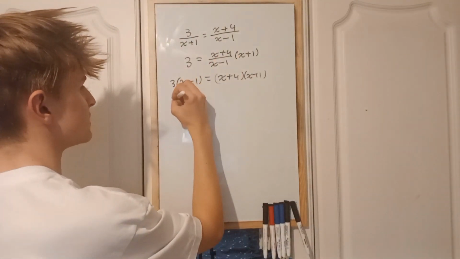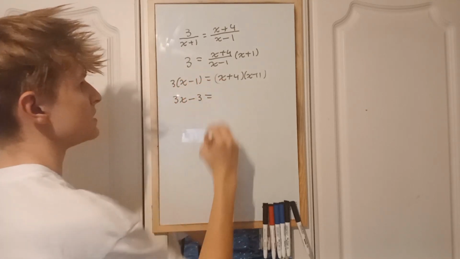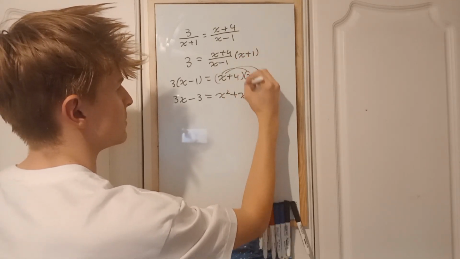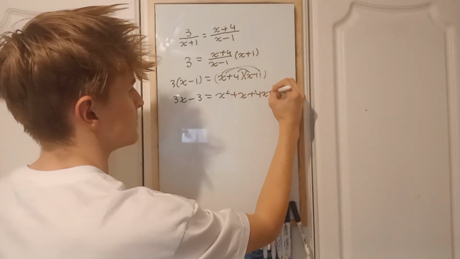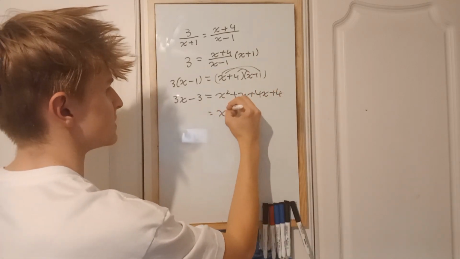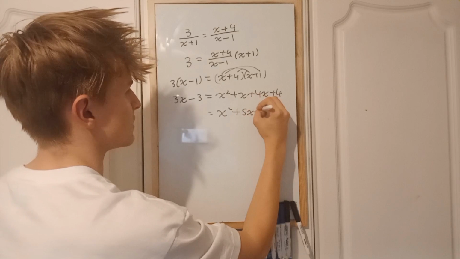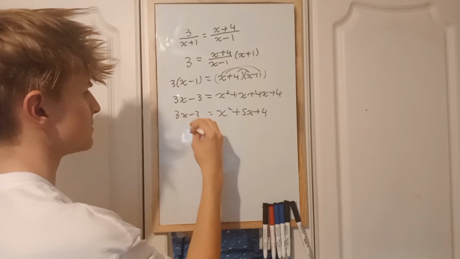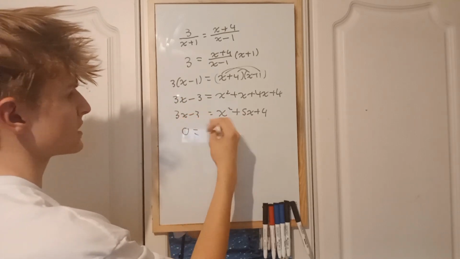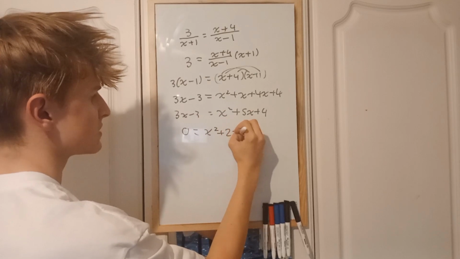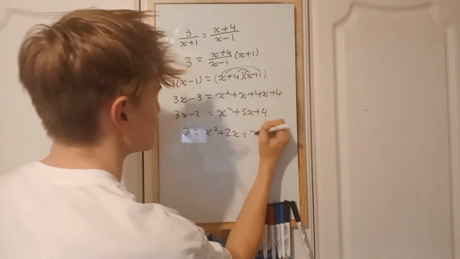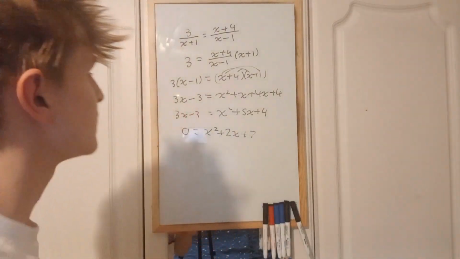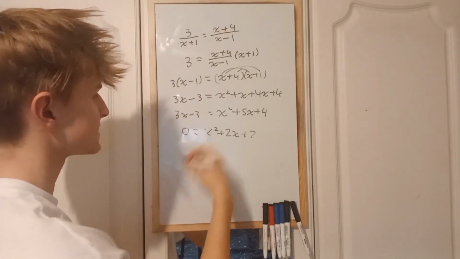So expanding this is 3x minus 3, and that equals, okay, well, x squared plus x plus 4x plus 4. So that equals x squared plus 5x plus 4. Right, okay. And now we can subtract off these two on both sides. We get 0 equals, well, we subtract 3x, we get x squared plus 2x. And then we can add 3, we get plus 7. Okay, and now we've got a quadratic equal to 0, so we can use the discriminant to check how many real values, how many solutions for x exist.